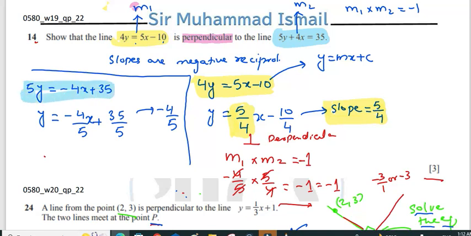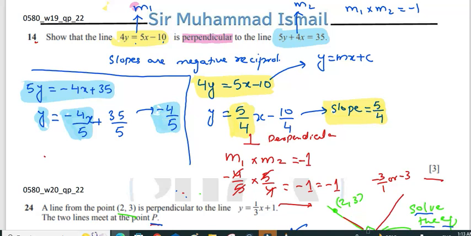You can see that I have just taken this equation, plus 4 moved to the other side became minus 4, and to find the value, to make y alone, I put y over here, and I moved these two 5s to the other side. Now this is my slope, the value of the slope of the second line.